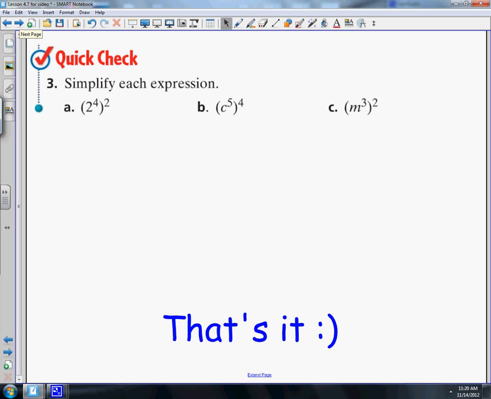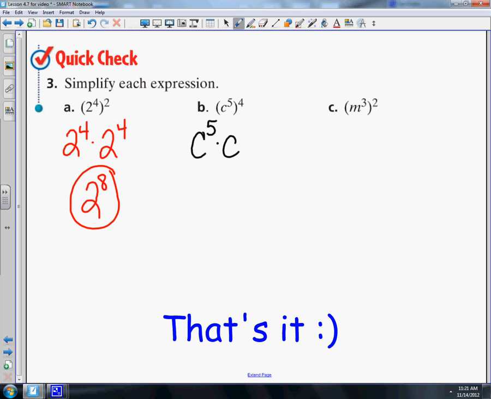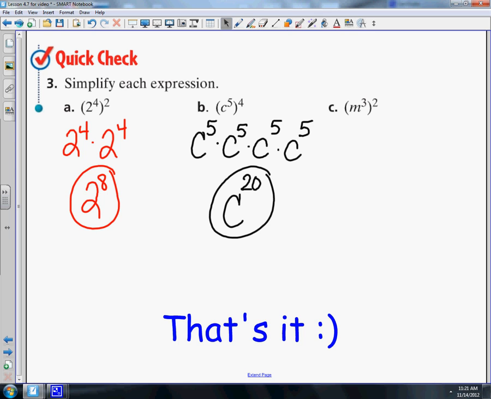So simplify each expression. 2 to the 4th squared. So that means, if I were writing this out, that means 2 to the 4th 2 times. 2 to the 4th times 2 to the 4th is 2 to the 8th. C to the 5th 4 times. So C to the 5th times C to the 5th times C to the 5th times C to the 5th. That equals C to the 20th. It might help just to write it out and then add. So always write it out and then you just add.